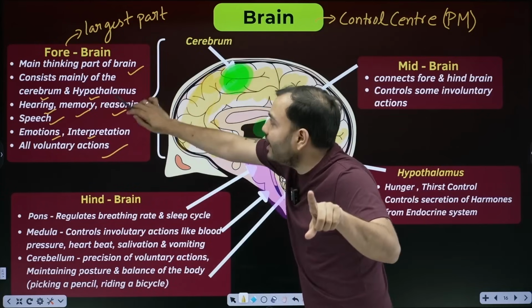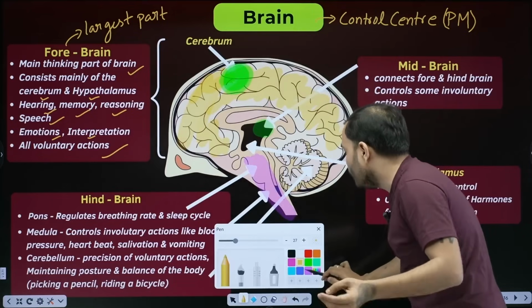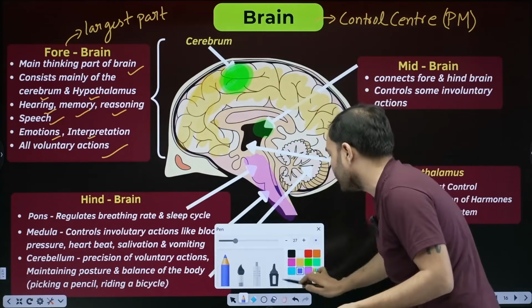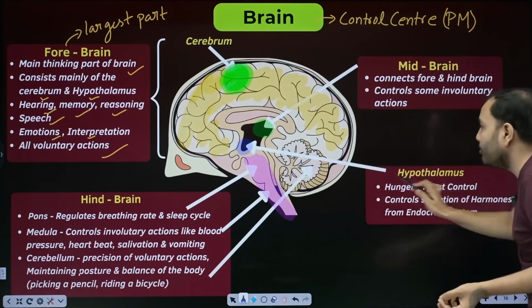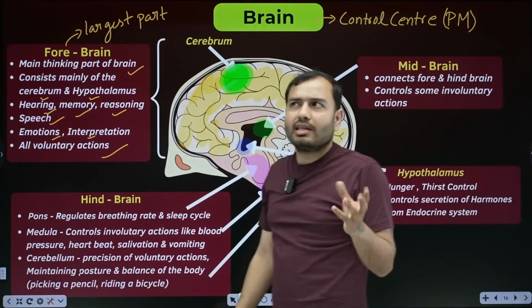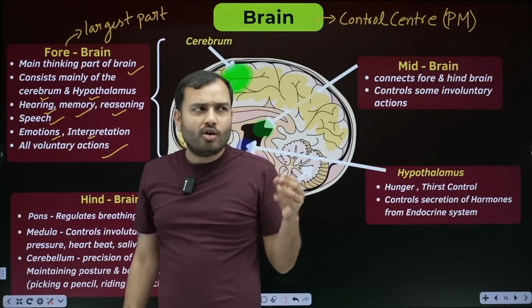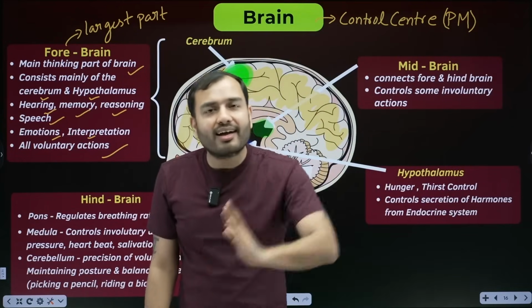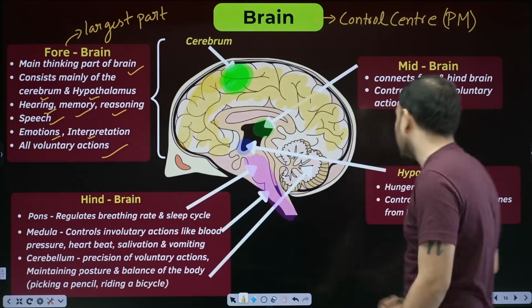What is the second part? One is the cerebrum, one is the hypothalamus. The hypothalamus, beta, is here. Some part of the forebrain is also in this area. This part is my hypothalamus. Hypothalamus sounds like thermos. What's in a thermos? Water and hot food. So what does it do? It controls hunger and thirst. If someone asks you a function of the hypothalamus, what will you say?